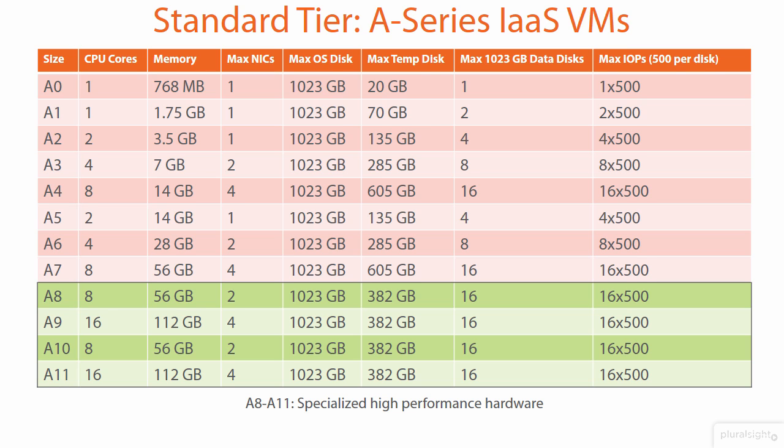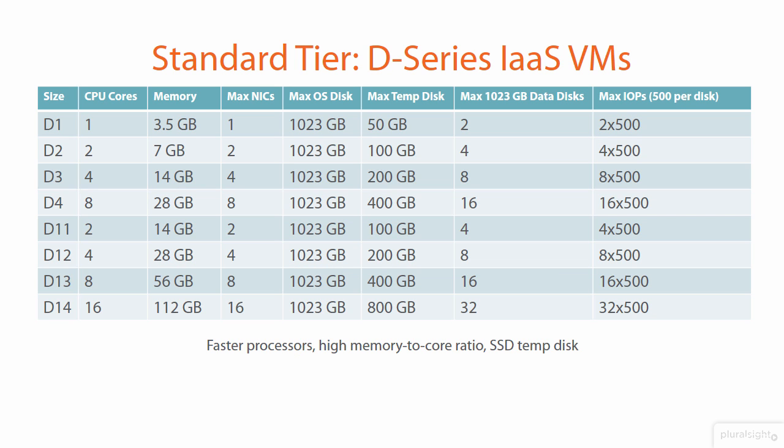Okay, so let's talk about your standard tier D series IaaS VMs. Now remember, D series compared to A series have faster processors, higher memory to core ratio, and an SSD temp disk. The operating system disk on a D series VM is still running on magnetic media. So that's going to be a bit slower than your high performance SSD. So your temp disk is SSD. And remember, your temp disk is not persistent. If you reboot the workload, if you shut it down, you lose all the data sitting on the temp disk. You keep all the data on the data disks, you keep all the data on the OS disks, but you lose all of that data on the temp disks.